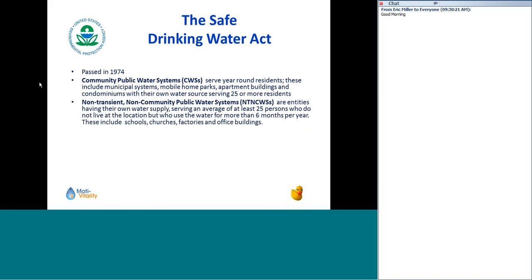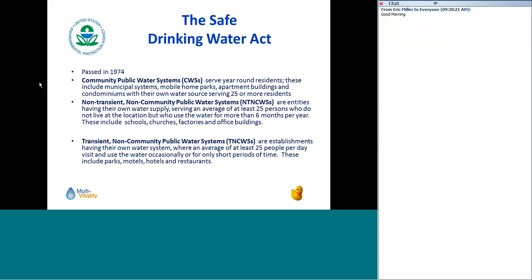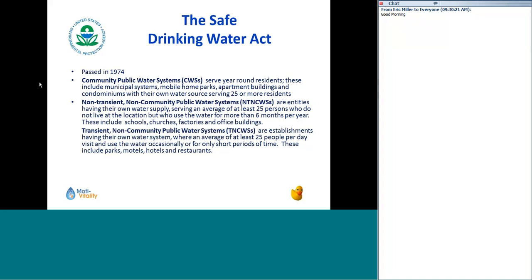Then you have the non-transient, non-community public water systems. These are entities having their own water supply, serving an average of at least 25 people who don't live at the location, but who use the water for more than 6 months a year, so schools, churches, factories, office buildings. Transient non-community public water systems have their own supply, but they have at least 25 people who visit and use the water occasionally, but only for short periods of time. So those are parks, motels, hotels, and restaurants.